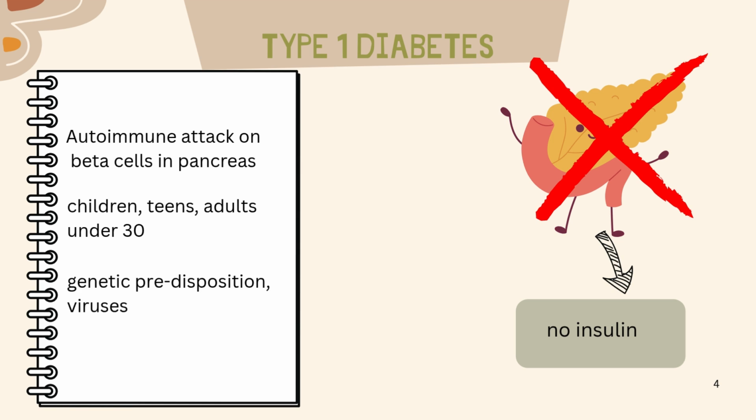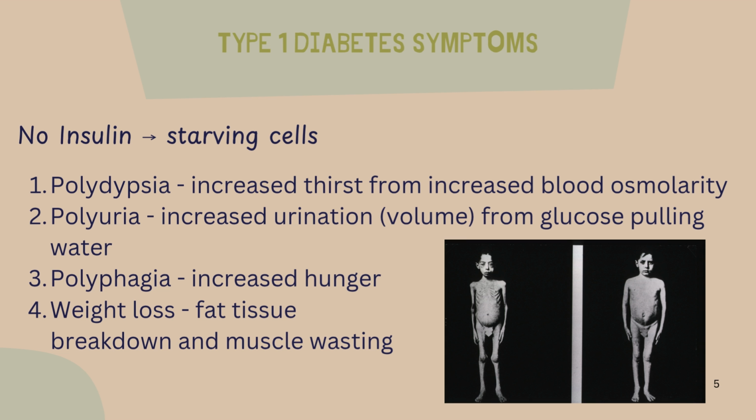How does the patient present? So in type 1 diabetes, we have the 3 Ps: polydipsia, polyuria, polyphagia. Polydipsia is intense thirst.